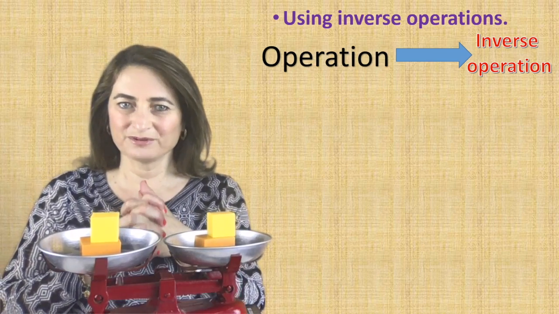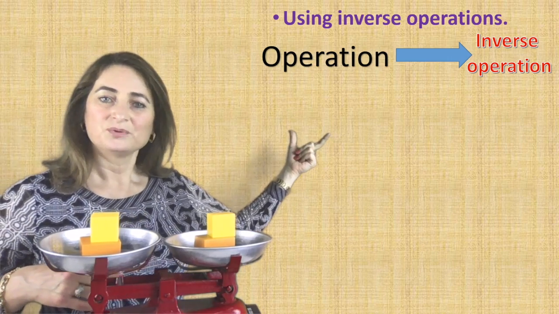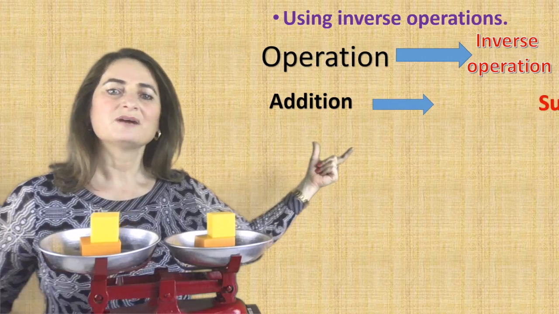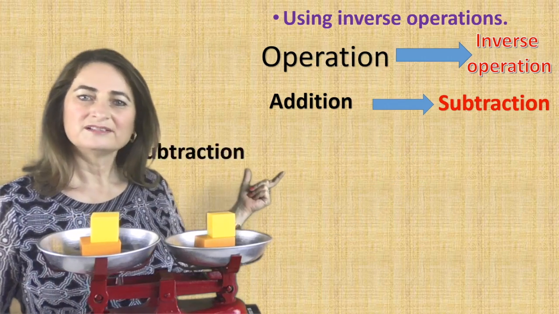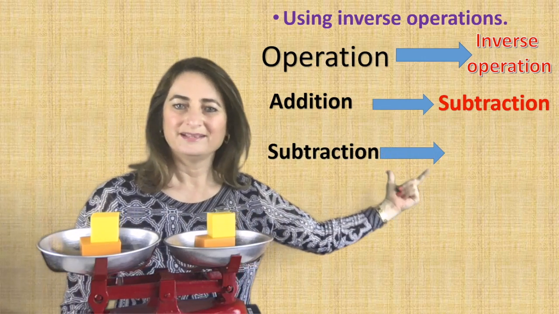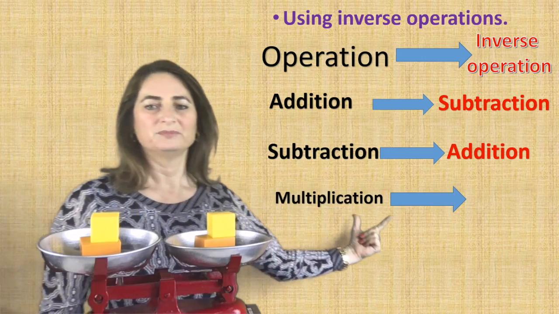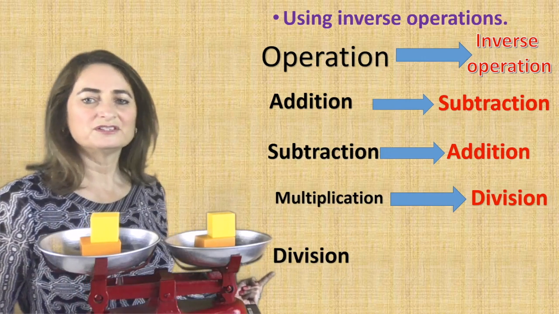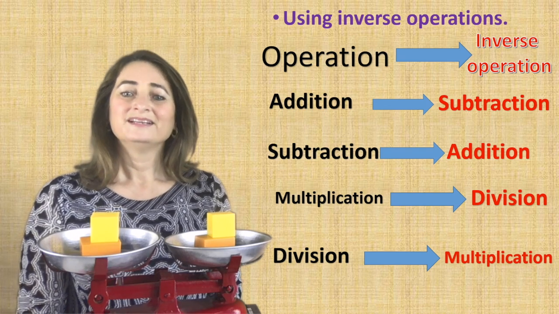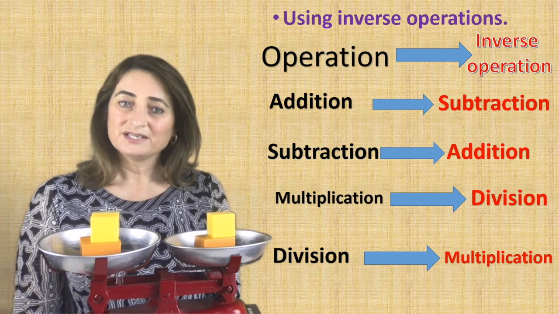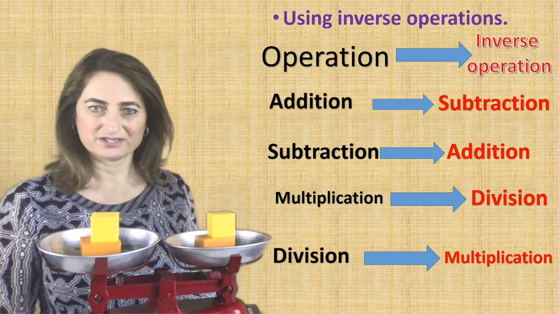Let's review from last lesson. If you have an equation that has addition, the inverse operation of addition will be subtraction. And if you have subtraction, the inverse operation will be addition. If you have multiplication in the equation, the inverse operation will be division. And if you have division, the inverse operation will be multiplication. The only thing I'll be adding to this lesson is which operation would you use first?